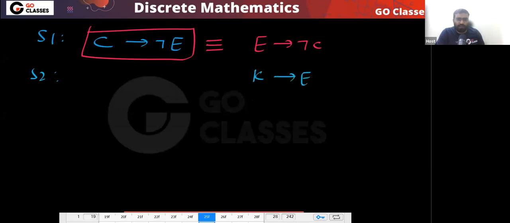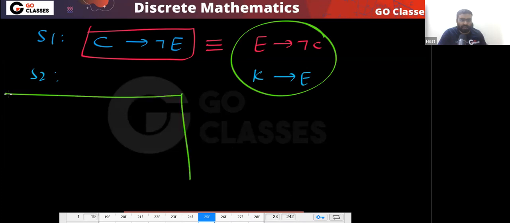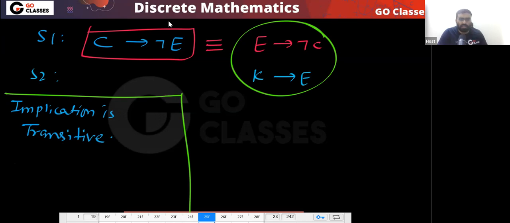So finally, what will follow? Look at these two statements. Do you remember there is a rule of inference where we say that implication is transitive? We have already seen this. What is this rule called? This is called hypothetical syllogism. Okay, remember, this rule is called hypothetical syllogism.